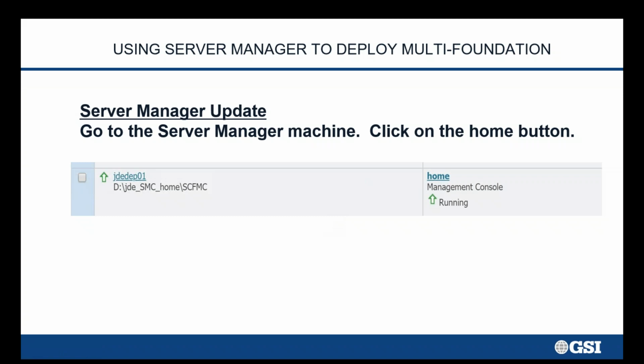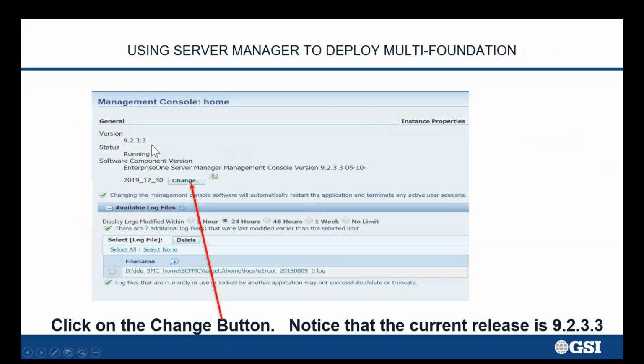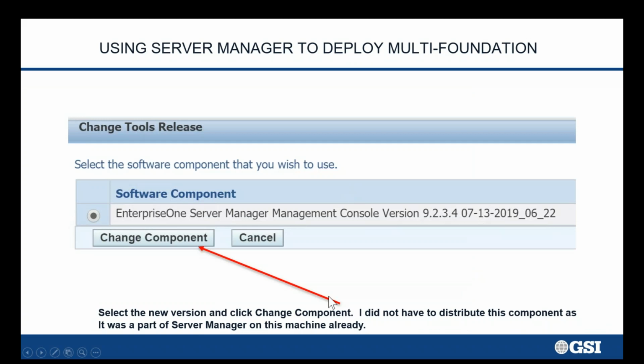Okay, so then you go back to the Server Manager machine itself, because we've got to update Server Manager, and you click on the Home button. You go in there and notice at this point in time, I'm running 9233 for the console home. Click on the change button. Notice that I'm on 9233 here. Then I select the new version. Notice I had put the 9234 version up here.